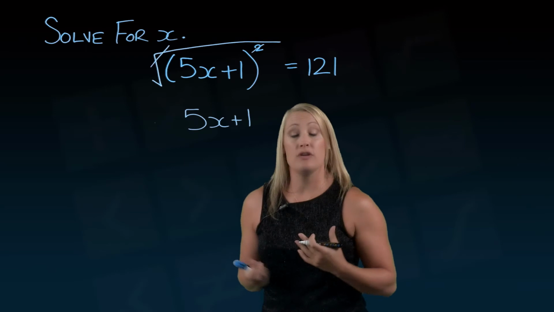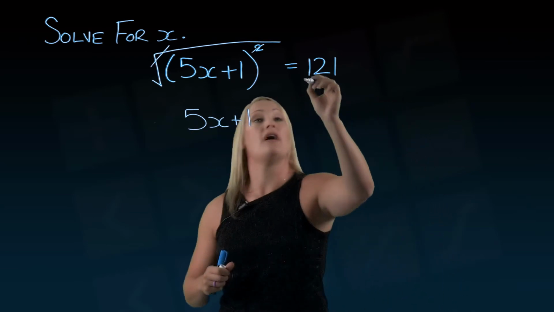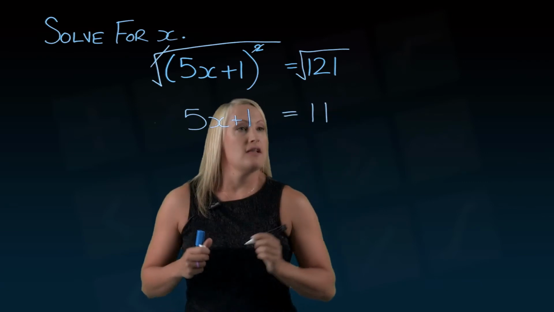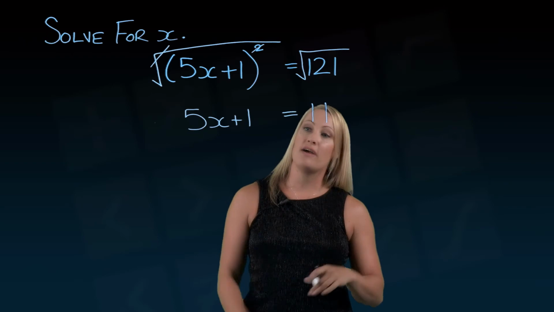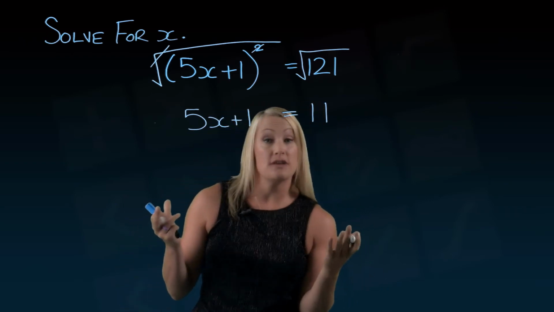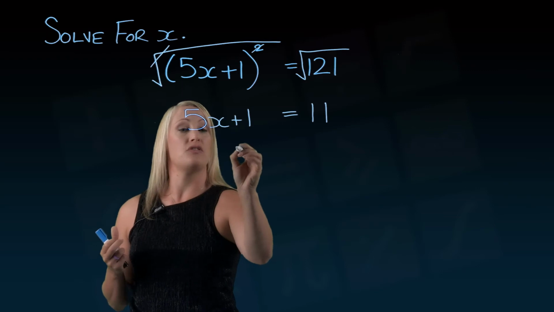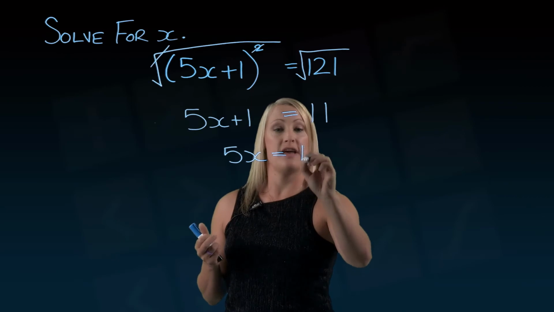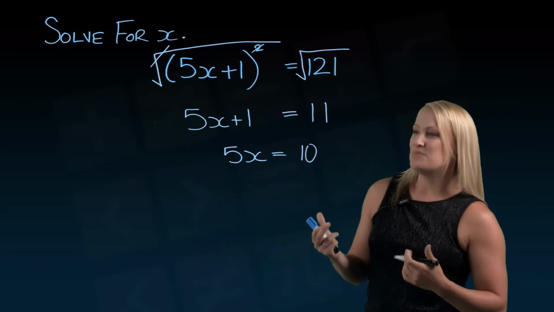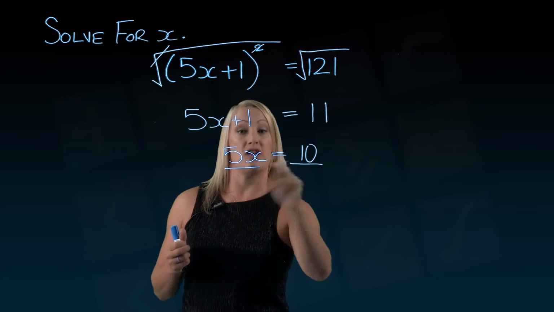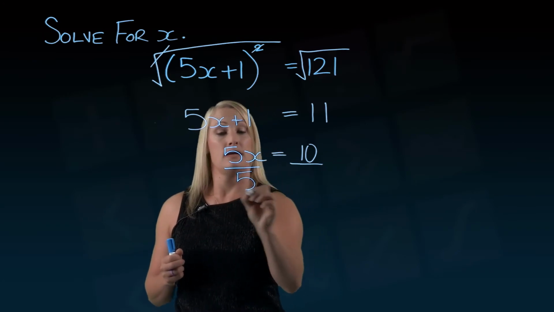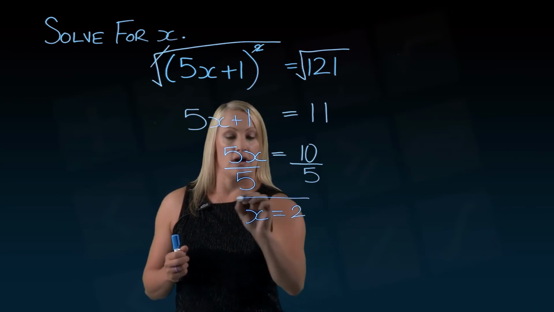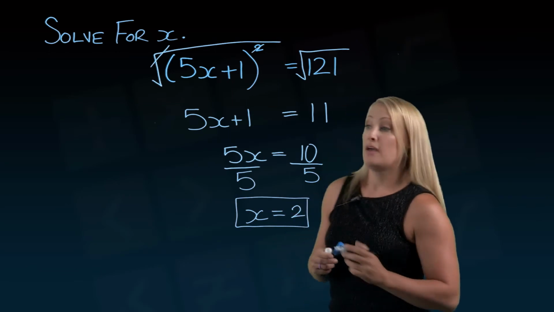But if we do something to one side of an equal sign, we need to do the same to the other side. So I'm going to take the square root of 121, which is 11. So I've got 5x plus 1 equals 11. Now I can do what I did in my last example. I'm going to move the 1 to the other side. It becomes negative. 11 subtract 1 is 10. And then again, what I did in my last question, divide both sides by whatever's stuck to the x. In this case, it's a 5. And I've got x equals 2 as a final answer.